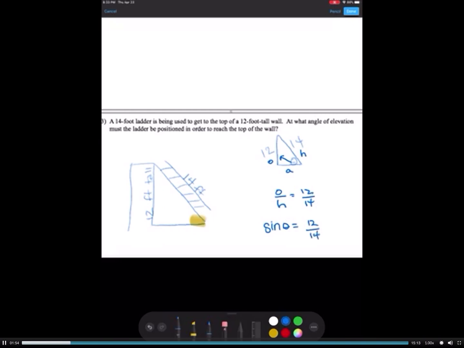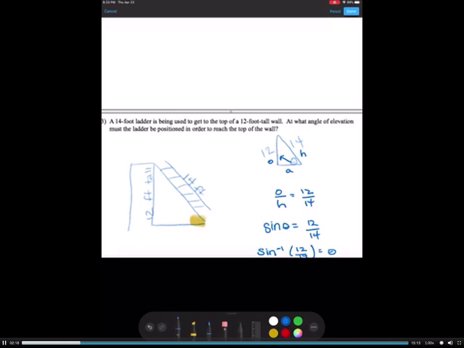You don't have to reduce on these. I'm looking for the angle. Remember, when we're looking for the angle, we have to do the inverse function. So I'm going to do inverse sine of 12 over 14 equals theta. And then you're just going to enter that into your calculator.